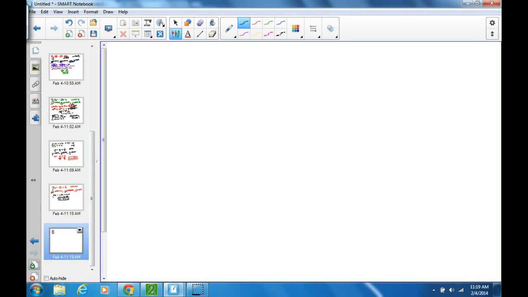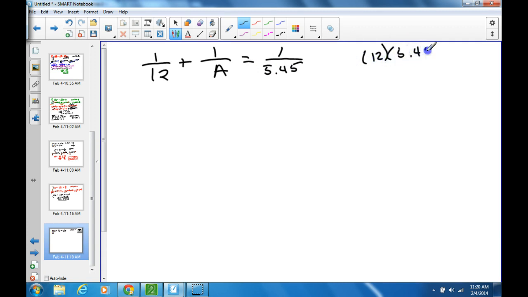Jimmy can mop the warehouse in 12 hours, so I'm going to put 1 over 12. We are trying to find out how long it takes Amanda. We don't know, so I'm going to put 1 over A for Amanda. And the total that it takes them to mop the warehouse together is 5.45. Okay? So our common denominator will be 12 times 5.45 times A. Sorry, I'm so used to using T's, I forget. So let's multiply each of these by that.